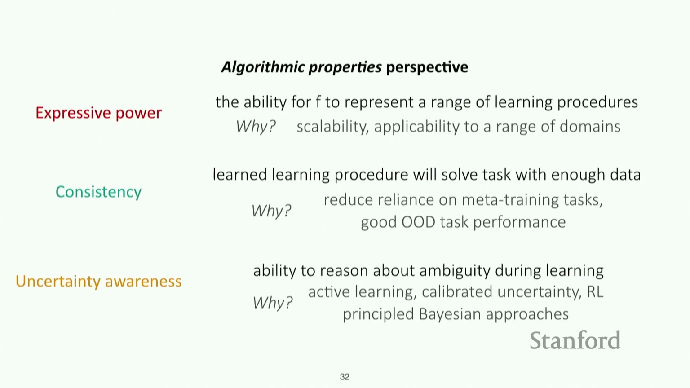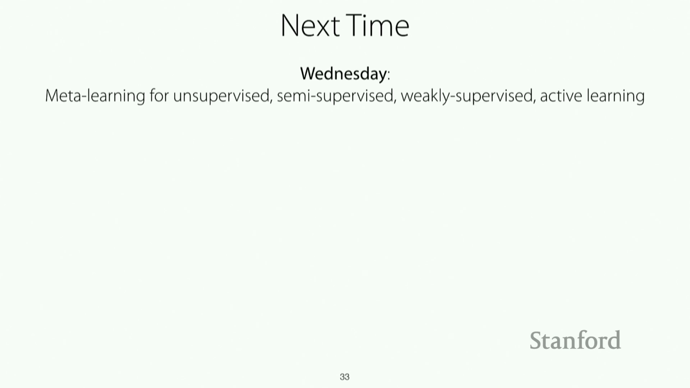Okay, so to wrap up, we've now talked about how we can reason about uncertainty during learning and meta-learn in a way that those uncertainty estimates are actually valid and correct. Next time on Wednesday, we'll see how we can look at meta-learning for active learning, as well as meta-learning for unsupervised learning, semi-supervised learning, and weakly supervised learning, which I think are some pretty cool ways to think about these types of problems. And then on Monday, we'll start talking about reinforcement learning.